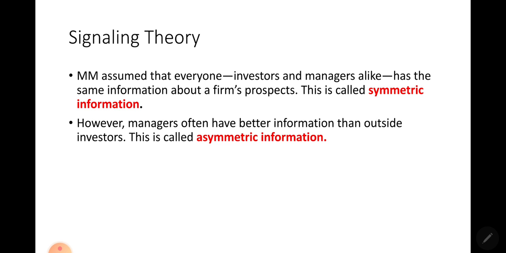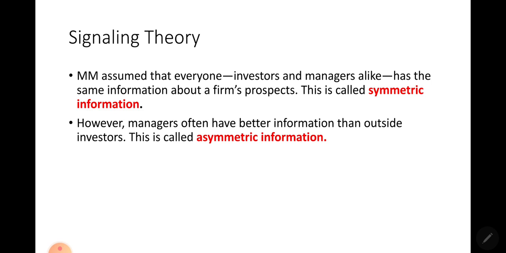The next theory, signaling theory. Assume that everyone, investors and managers alike, has the same information about a firm's prospects. This is called symmetric information. So if everyone has the same information, which means if you're an employee in a business, you have the same information as the CEO, and a customer also has the same information, then that is called symmetric information. And in the theory, it was assumed that everyone had symmetric information, so everybody knew everything.